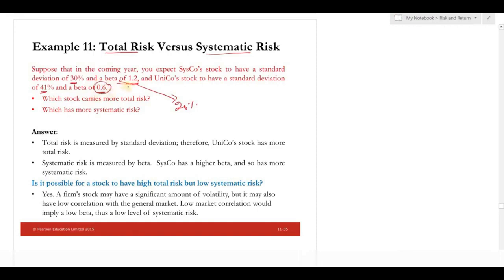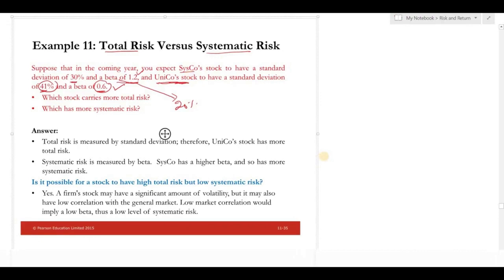So based on standard deviation, or the total risk, which of the two companies is more risky? 41% is the standard deviation of Unico. So in terms of total risk, this company is more risky compared to Cisco. But in case of systematic risk, this company has less systematic risk compared to Cisco, which is actually more risky. Okay, so Cisco Corporation has a lower total risk than the Unico stock, while it has a higher beta, or higher market risk, compared to the Unico stock.